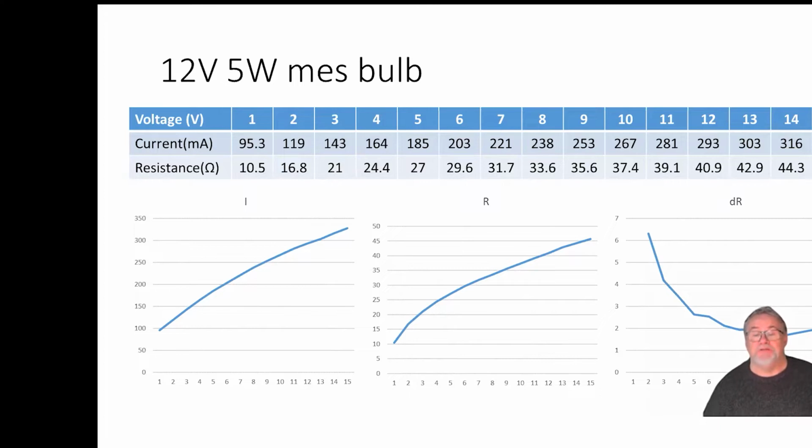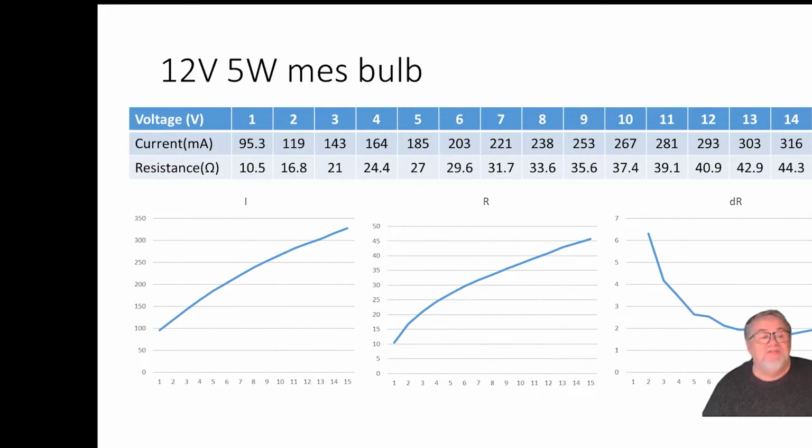And there's what happens. The graph that my head's in front of doesn't matter so much. The other two do. As you can see, as the voltage goes up from 1 to 15, the current goes up. Nothing new there, nothing great, nothing serious to look at.